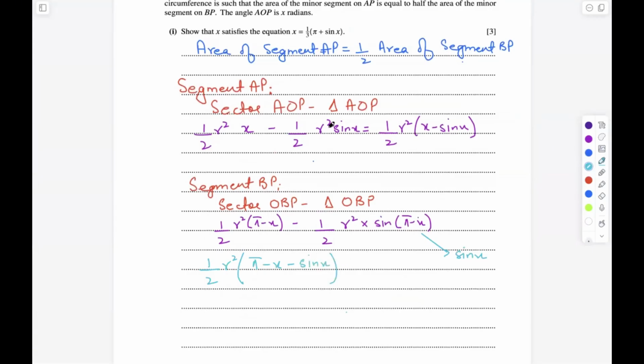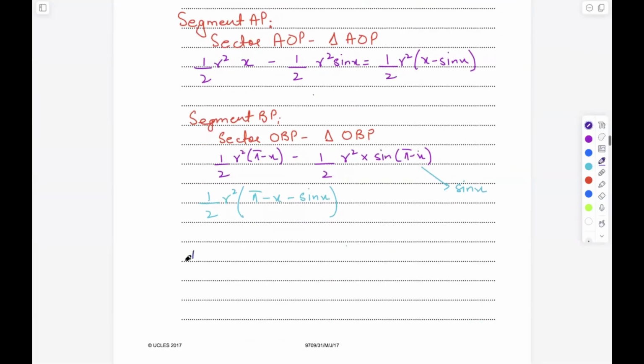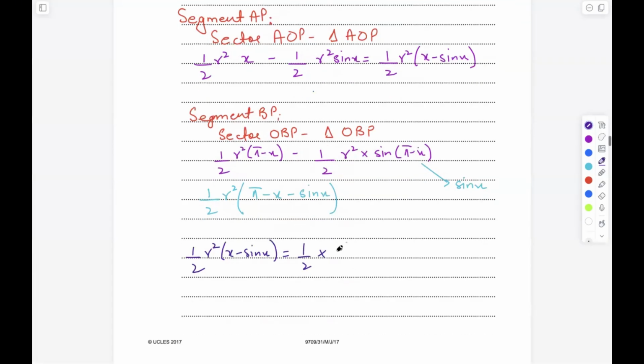Now using the original formula that we made, that the area of segment AP is equal to half the area of the segment BP, the area of segment AP is half r squared into x minus sine of x, and that is equal to half of the area of segment BP, which is half r squared into pi minus x minus sine of x. So half r squared and half r squared will cancel out on both sides.